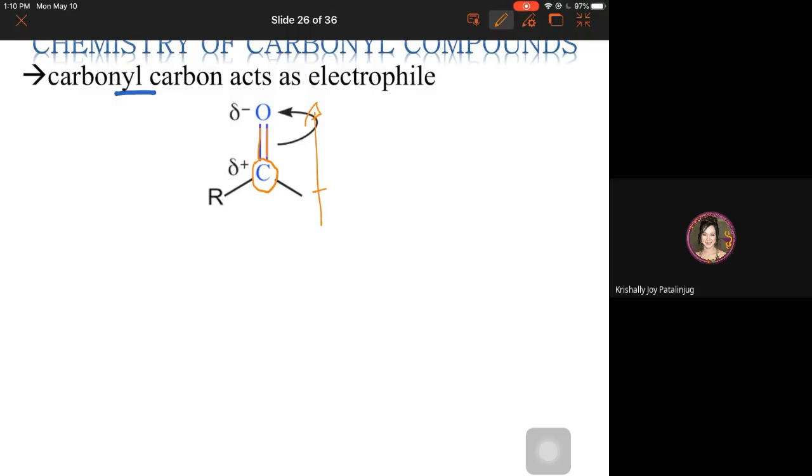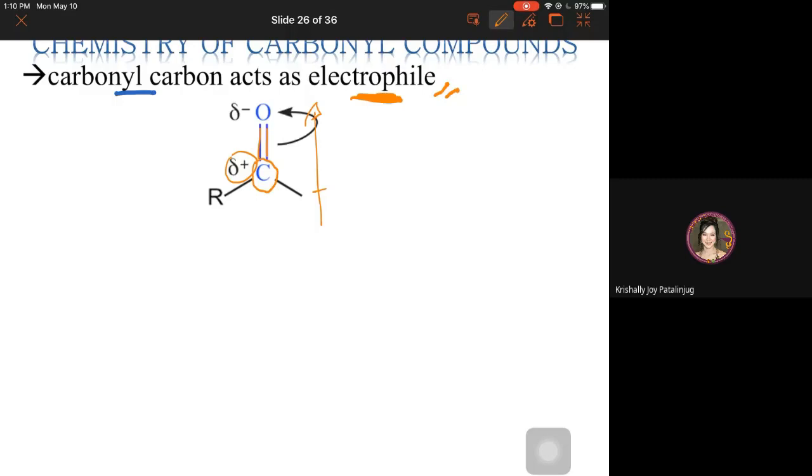And what happens to the carbon? It will become electron poor, as it now carries a partially positive charge. That explains its electrophilic characteristic. That is why it is a very good substrate for nucleophilic attack, because our definition of an electrophile is electron poor.